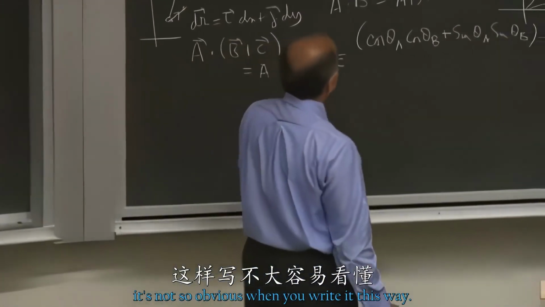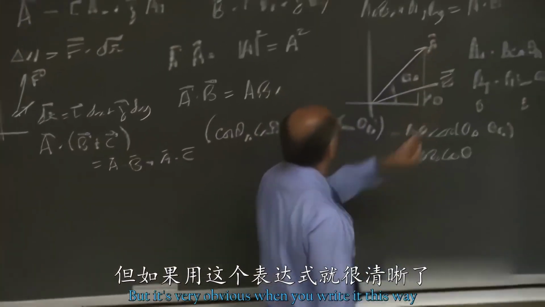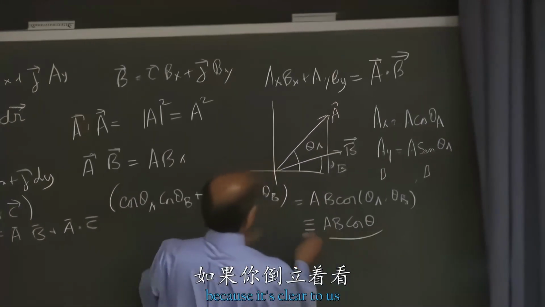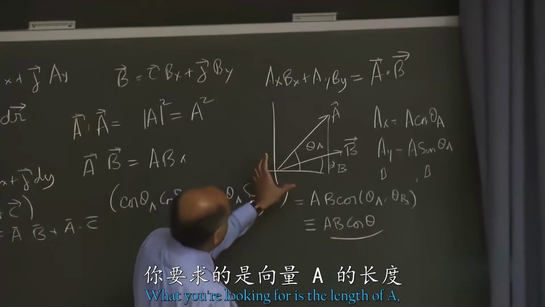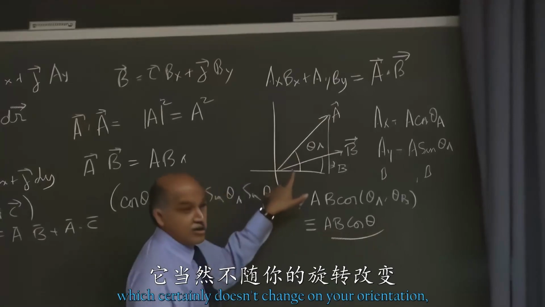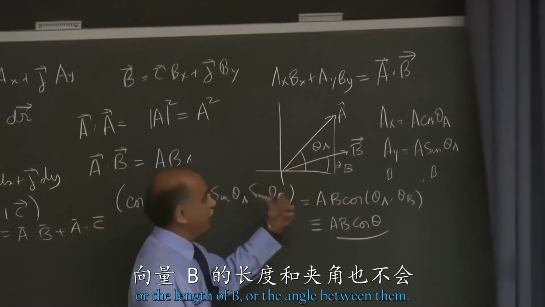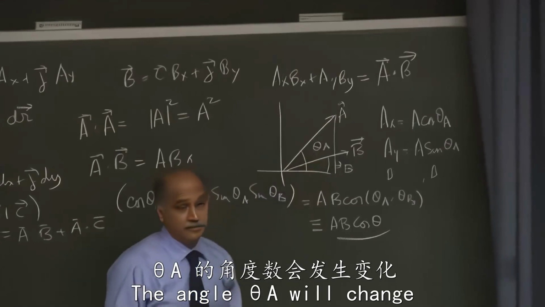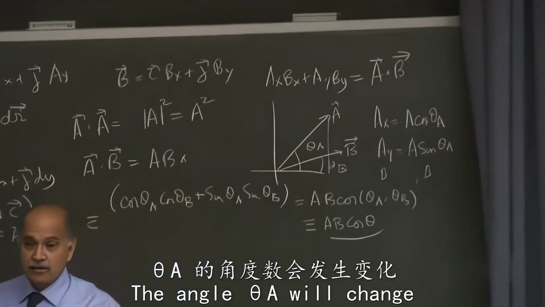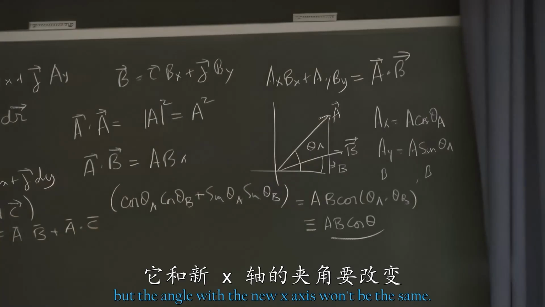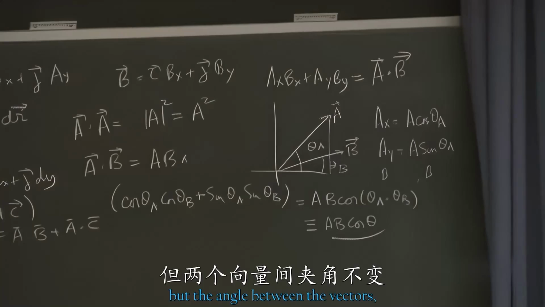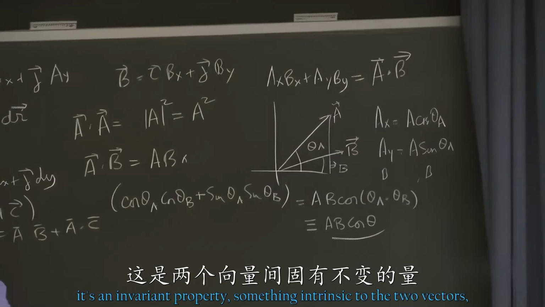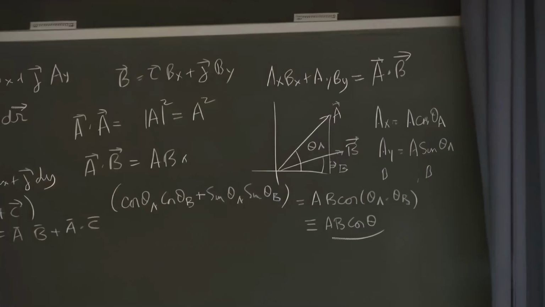It's not so obvious when you write it this way, but it's very obvious when you write it this way, because it's clear that if you stand on your head or rotate the whole axis, the length of A certainly doesn't change, nor the length of B, nor the angle between them. The angle theta A will change, since the angle with the new x-axis won't be the same. The angle with the new y-axis won't be the same, likewise for B. But the angle between the vectors, which is an intrinsic property of the two vectors, doesn't change. So the dot product is an invariant.